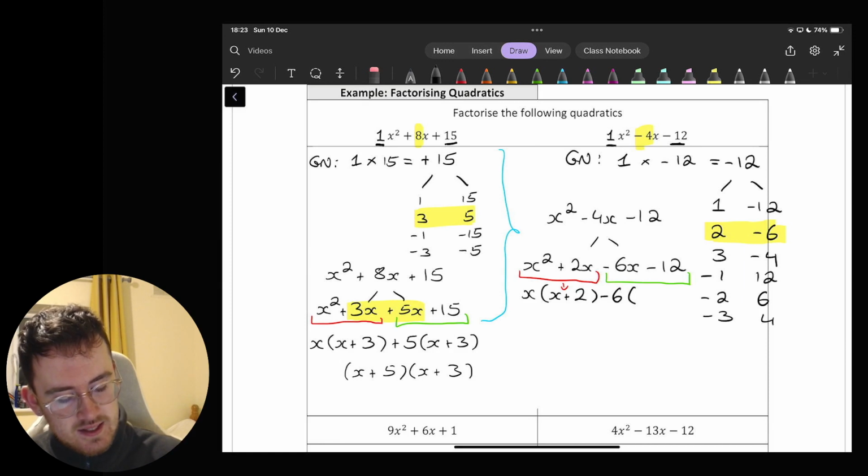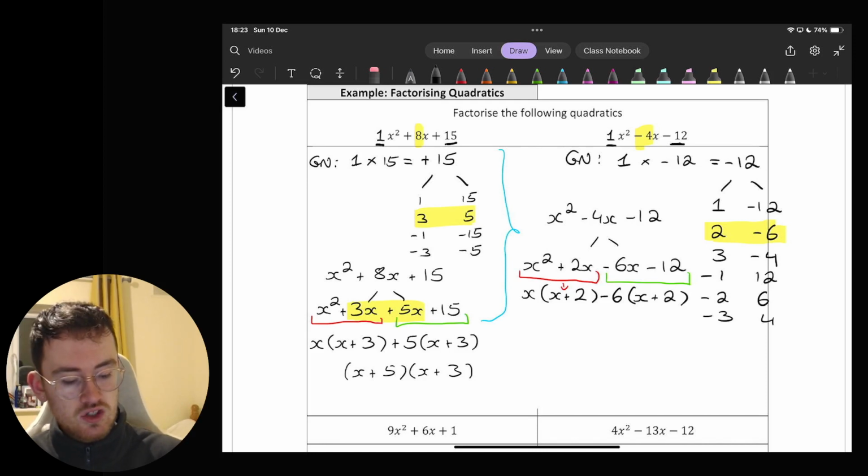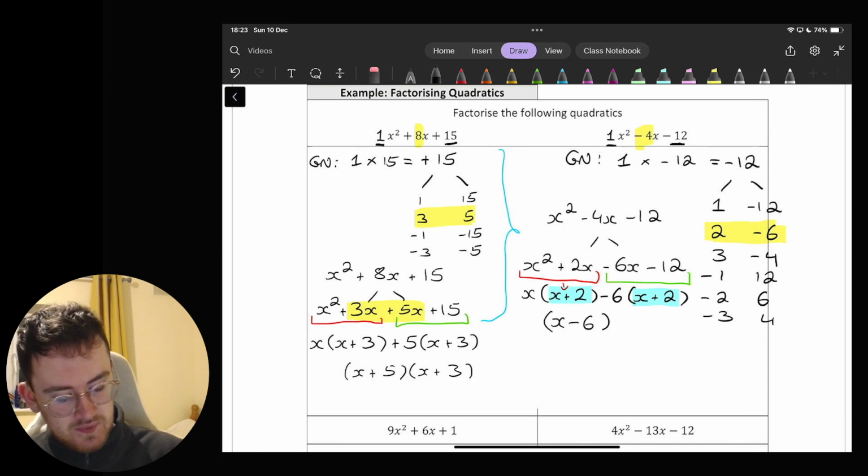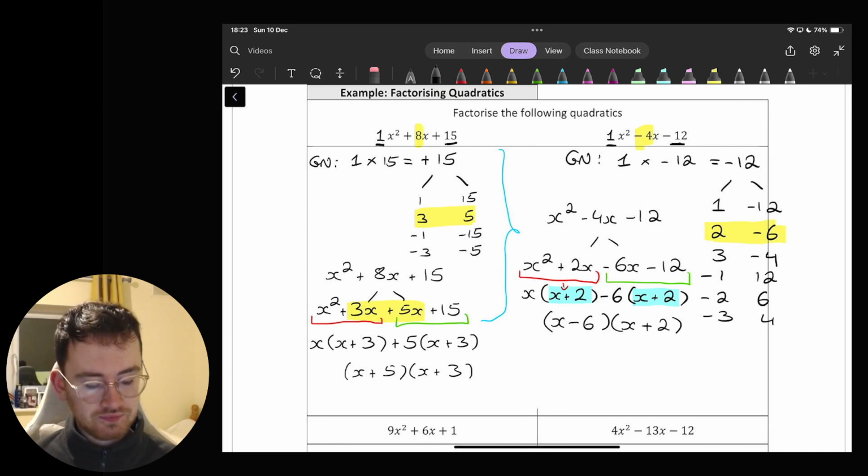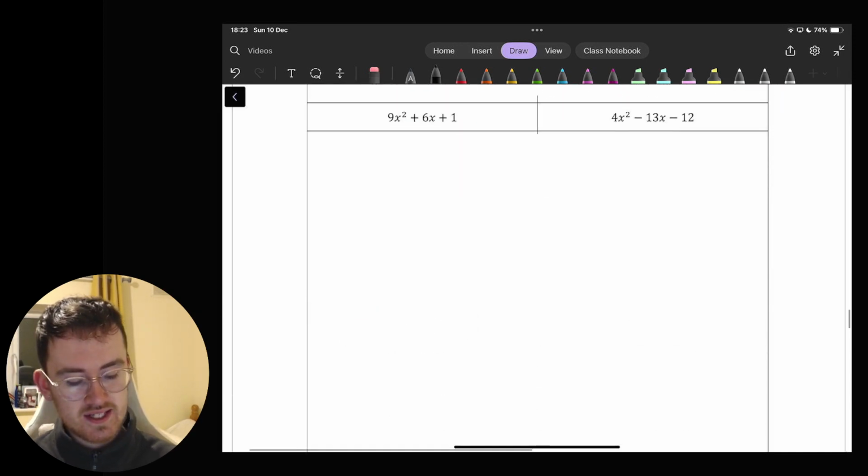So minus 6x divided by minus 6 leaves me with x. Minus 12 divided by minus 6 gives me a plus 2, which I know is correct because it matches the other bracket that I have here. That was one of our key parts for grouping. And I get my 2 factors, x minus 6, x plus 2. Okay, let's run through a few more of these examples.